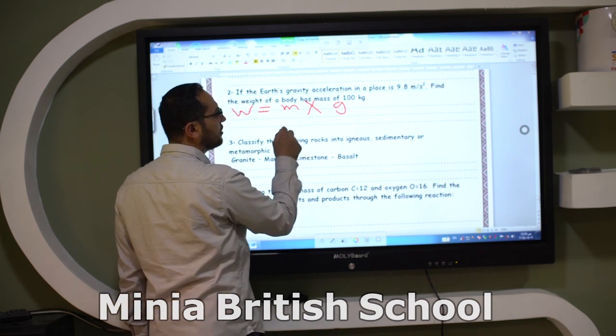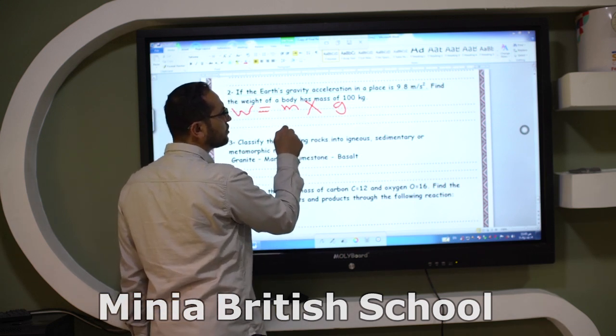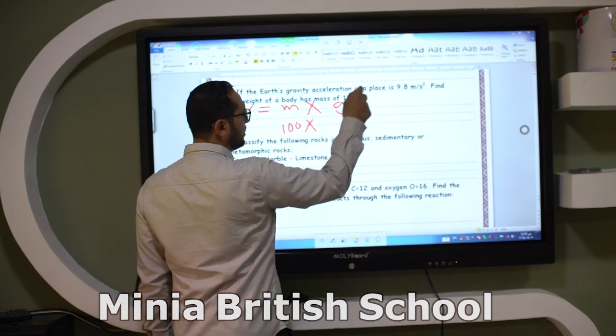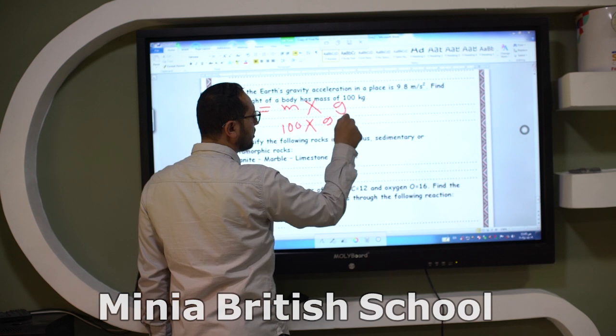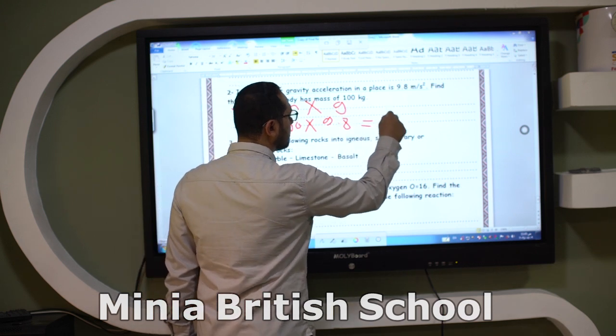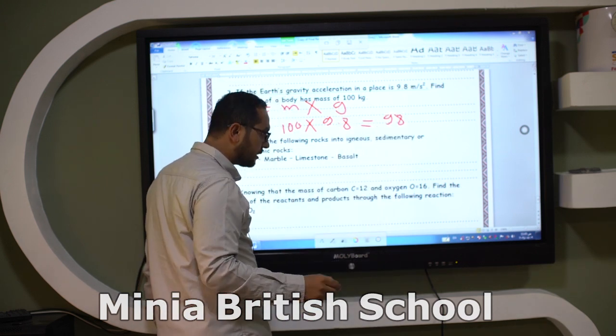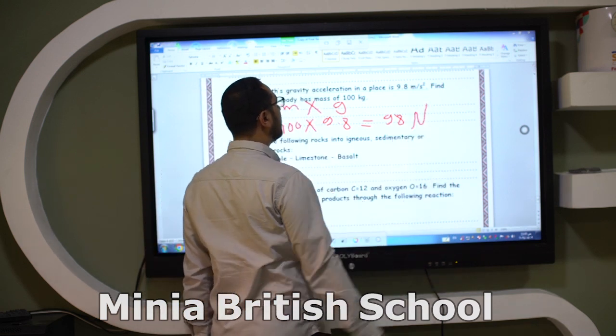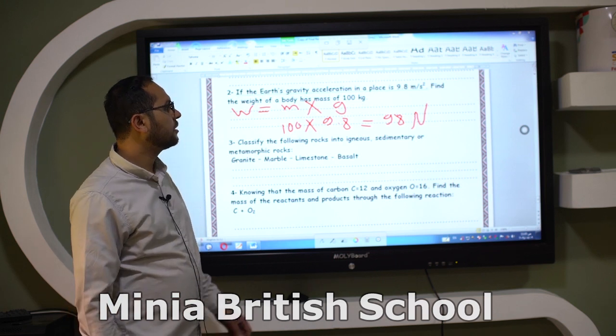Okay, mass here equals what? 100. And the gravity here, 9.8, equals 980. What is the measuring unit here? Newton. Yes. The weight measured by Newton.